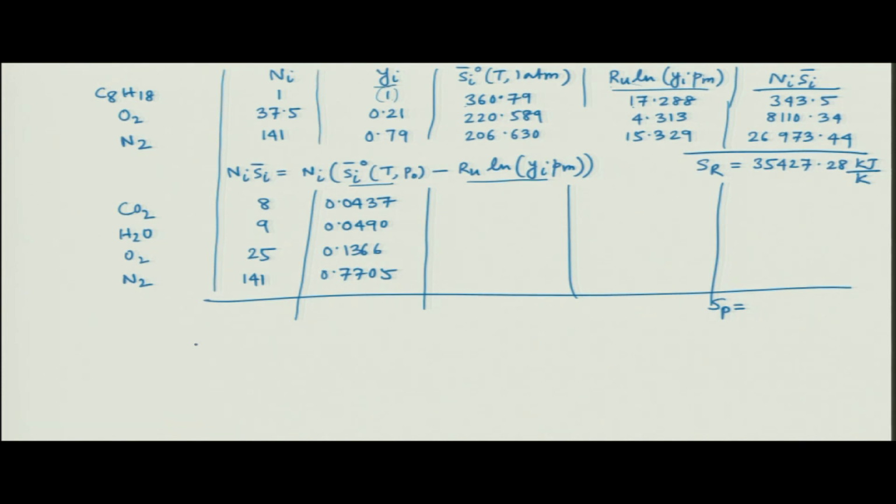The mole fraction is basically the number of moles of that species divided by the number of moles of all the species. So, for CO2 it is 8. So, y CO2 is 8 divided by 8 plus 9 plus 25 plus 141. So, that is 0.0437, right.